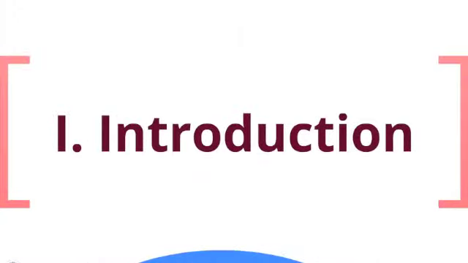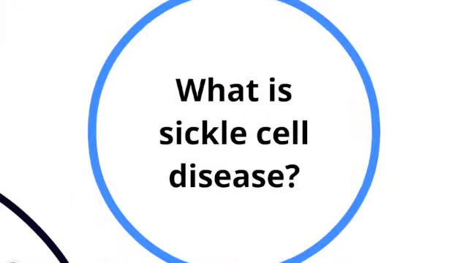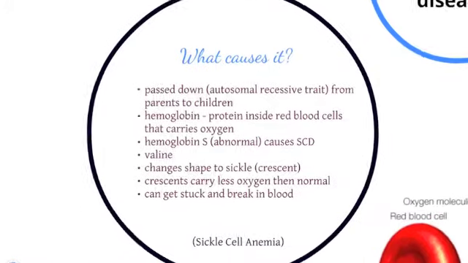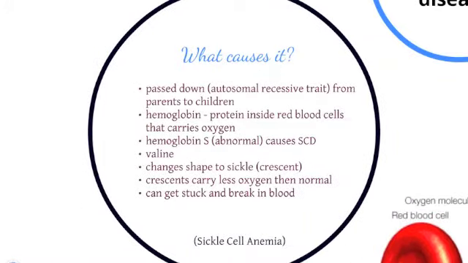So first, I want to introduce this disease for those of you who may not be familiar with it. Sickle cell disease, also called sickle cell anemia, is a disorder where red blood cells are disfigured and their function is reduced. Sickle cell disease is passed down from parents to children, making it an autosomal recessive trait. Hemoglobin, which is a protein inside red blood cells that carries oxygen, is responsible for causing sickle cell disease when an abnormal type of hemoglobin called hemoglobin S is involved.